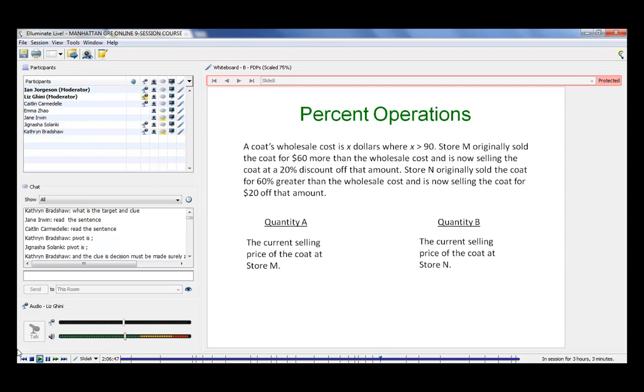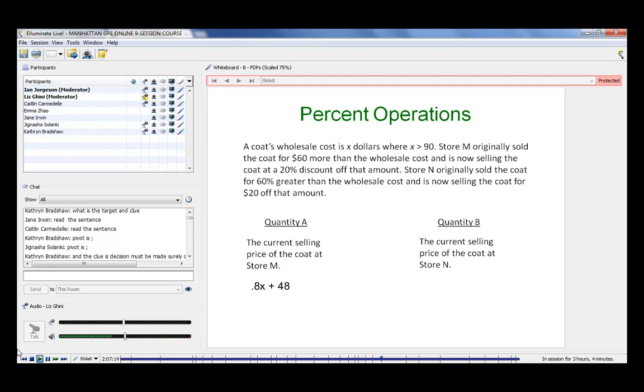So the key is it's at a 20% discount. Yeah, Emma's got it. It's 0.8 times X plus 60. Or that's just 0.8X plus 48, right? 0.8X plus 48. Good. Now, what was the equation for store N, for quantity B?